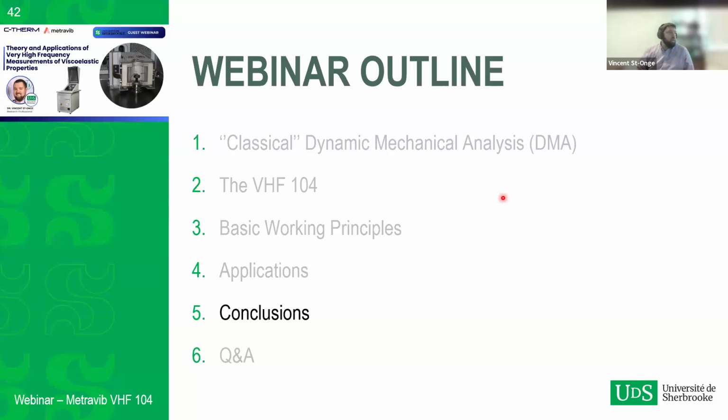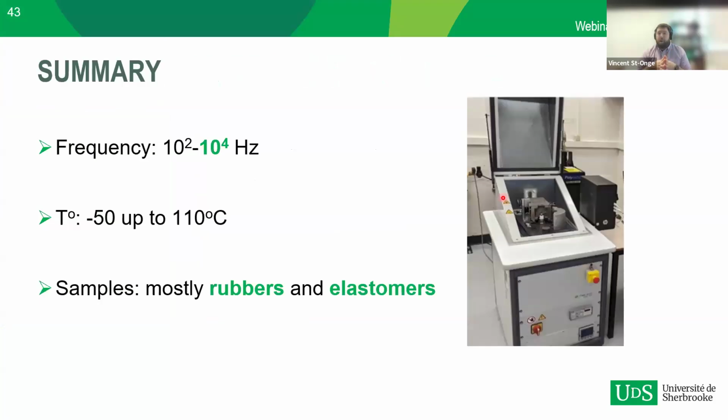So just to wrap things up, I hope you have learned a little bit more about what the VHF TEN4 can do for you. Keep in mind that the main reason why one would like to use this instrument is because it can give you a direct measurement up to 10,000 Hertz, saving you a lot of time in the lab. You can still change the temperature if that is something that you need, and it's a very good instrument that applies very well for rubbers and elastomers. We were able to do a weak thermoset with it. It doesn't work as well for very hard material, unfortunately.